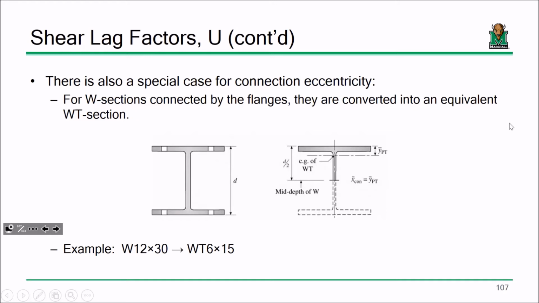Is there going to be cases when there's not something completely divisible by 2? Yeah. If you're talking about a channel or an angle or something like that, you wouldn't do this. This is only for I-shaped sections, like W shapes, M shapes, HP shapes, S shapes, only those. If you're dealing with a channel, you would just look up the centroid directly from the channel or something like that.